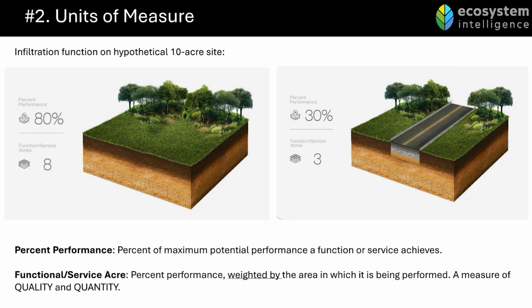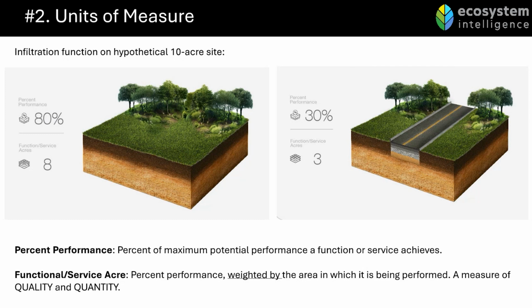And it's 10 acres. So what is the total amount of benefit that society is receiving from this? It's 8 functional acres. Now, build a road through it, you're going to see your level of infiltration decrease. If it drops down to 30%, you now have 3 functional acres. This is really useful for a couple of things. One, it's useful for understanding the consequences of impacts or benefits that you're providing through interventions or development activities. You can really quantify that pretty effectively.